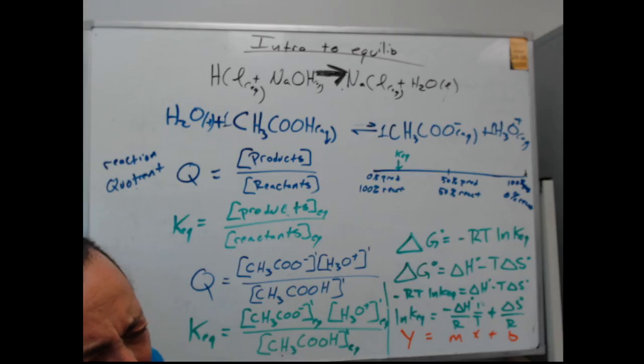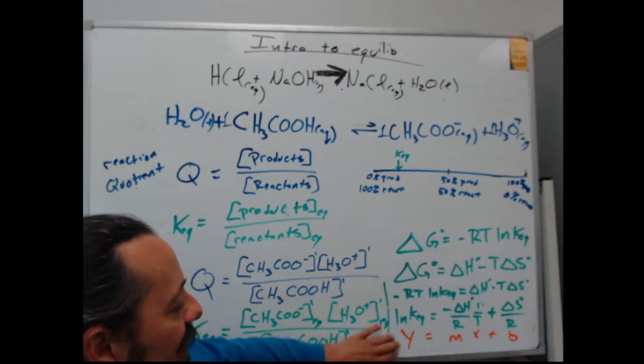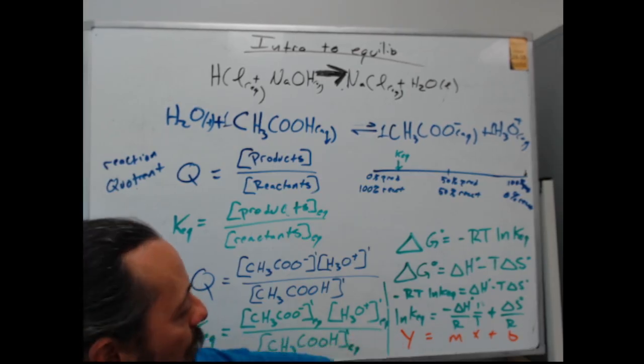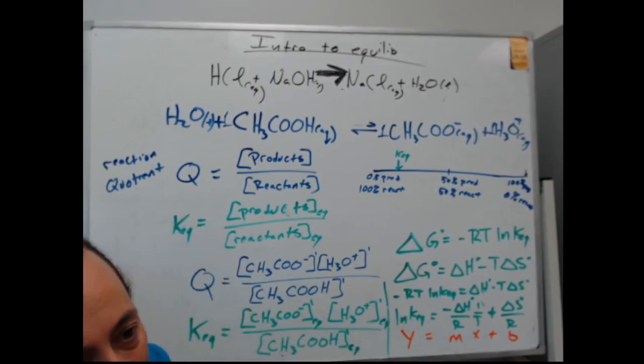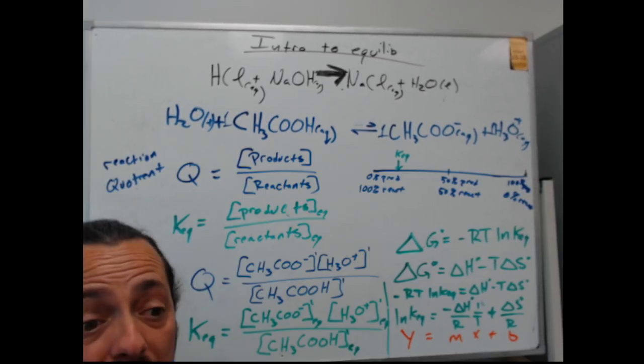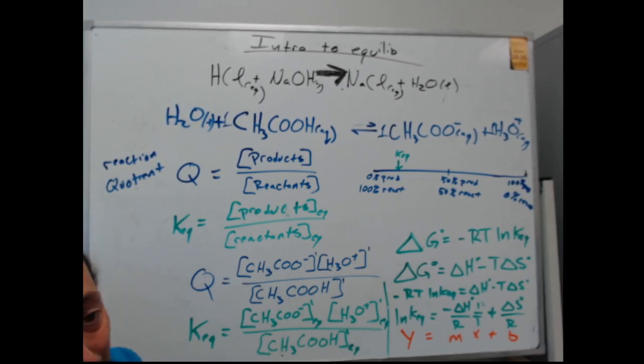And we love it when there's linear plots because now I can see the natural log of KEQ on my y-axis and 1 over T on my x-axis. I can figure out delta H and delta S. And that's the Gibbs lab that we're going to be doing tomorrow.